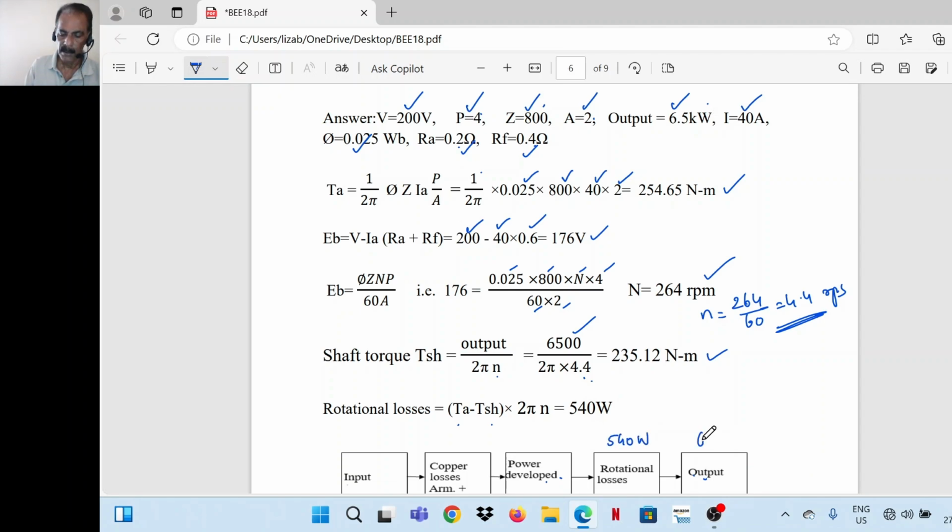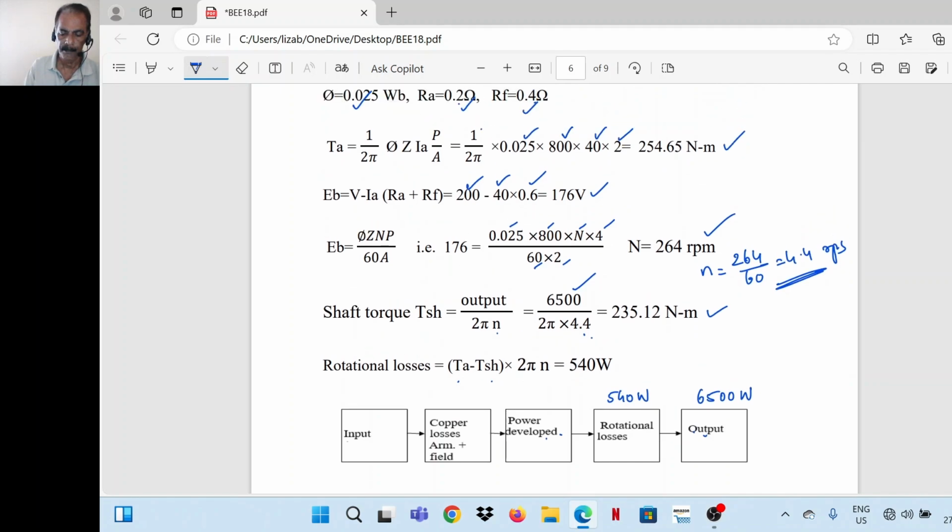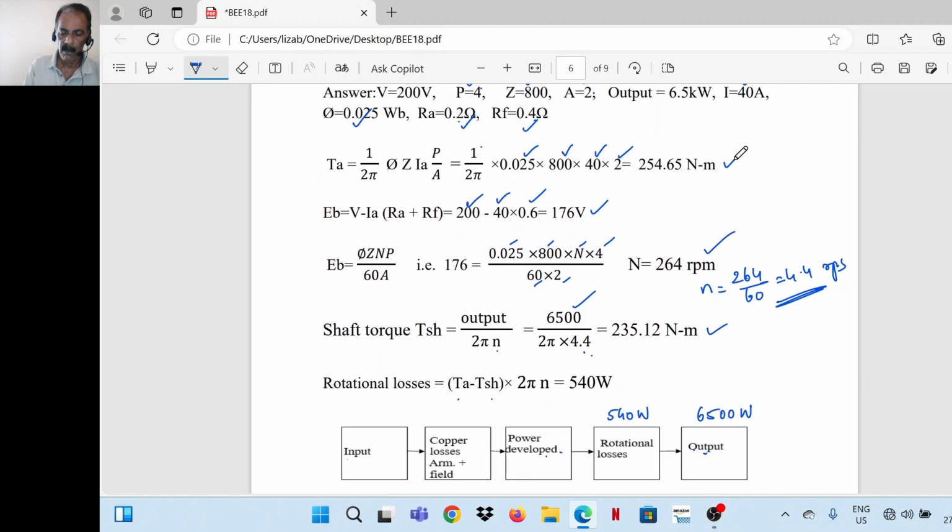The output is 6500 watts. If you add these two, you will get the power developed, which is equal to EB into IA. So we got armature torque. We found out the speed. Then speed in RPS is found out. So output, we know it is given, that is output divided by 2 pi N will give the shaft torque.